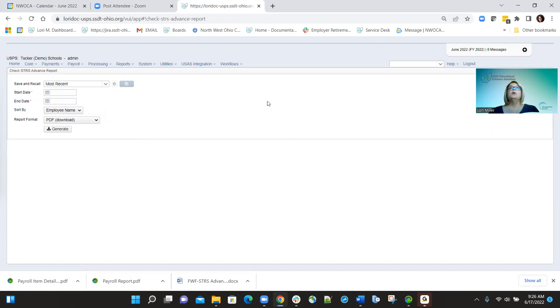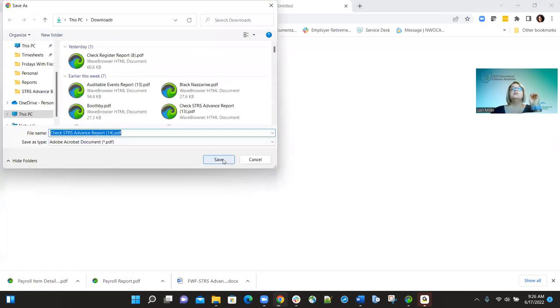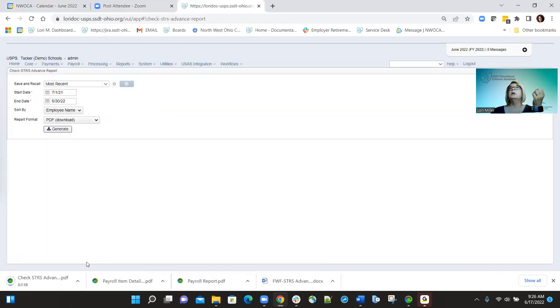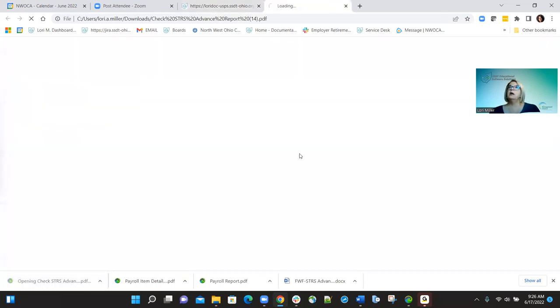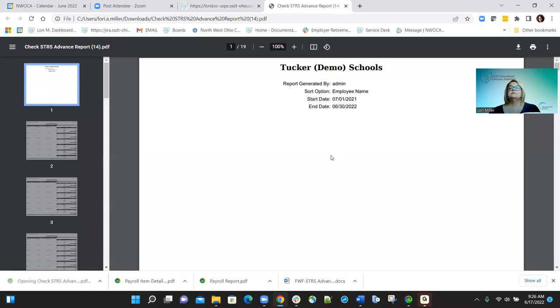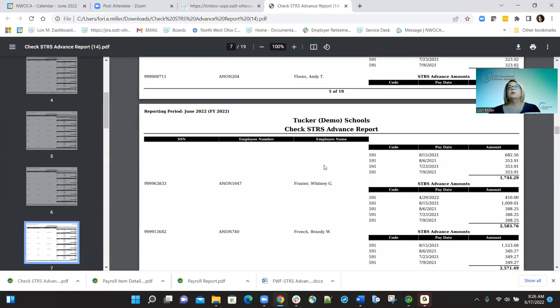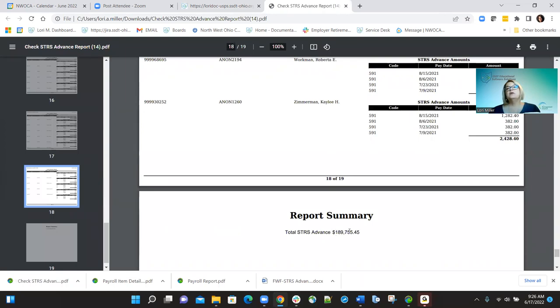And then that report will actually show you, let me see if I can do this here. I don't know if this test district was in advance at one time. We'll find out. I'll just generate this, because the report should give them a total that was paid over the summer months last summer. Let's see if it has anything on it. It does. Okay. So at the bottom of the report, you'll see this was the total dollar amount that was paid last summer over the summer months for their advance.